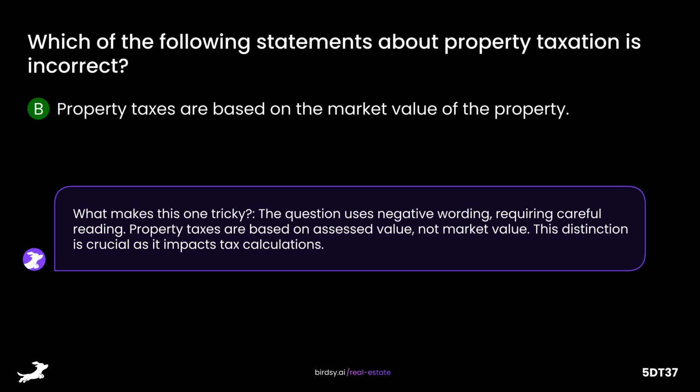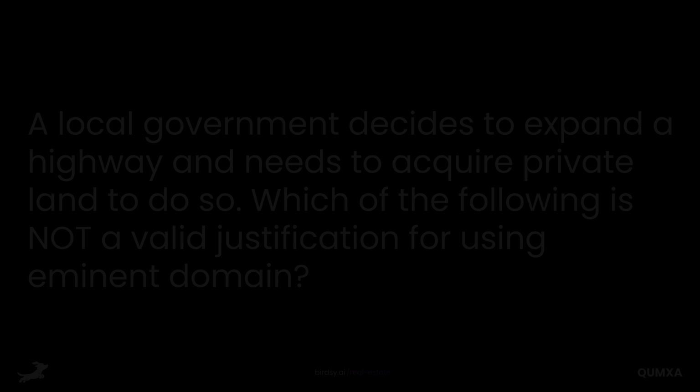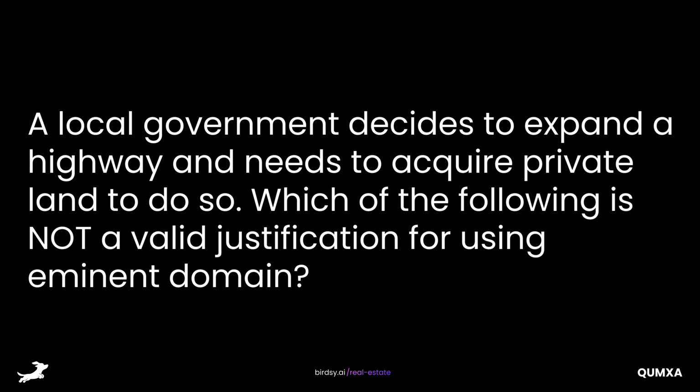What makes this one tricky? The question uses negative wording, requiring careful reading. Property taxes are based on assessed value, not market value. This distinction is crucial as it impacts tax calculations. A local government decides to expand a highway and needs to acquire private land to do so. Which of the following is not a valid justification for using eminent domain?